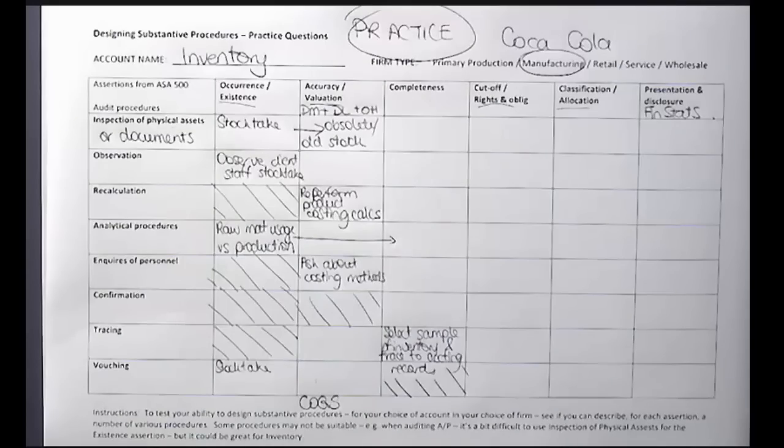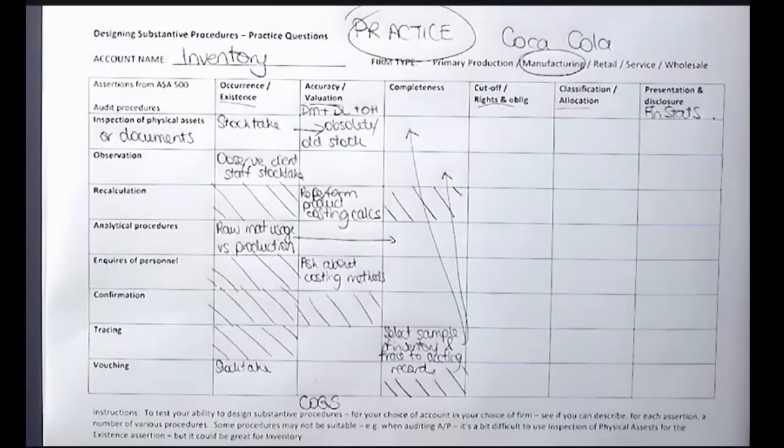Observing. So you might do some observation. Can I see any inventory as part of my tracing on the floor that I don't recognize? Put that one up there. And inspect some documents as well. As part of our tracing, we're likely to be inspecting documents. Alright, so our next one is rights and obligations.